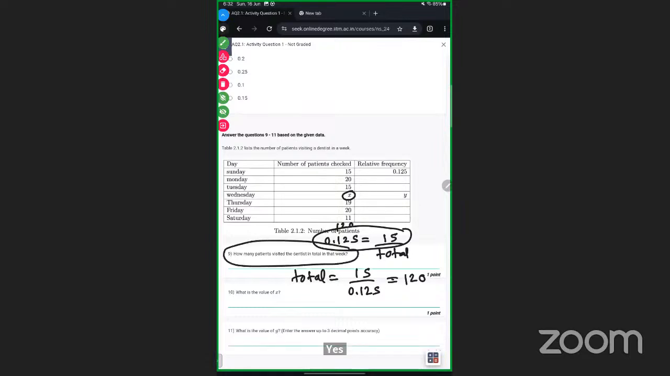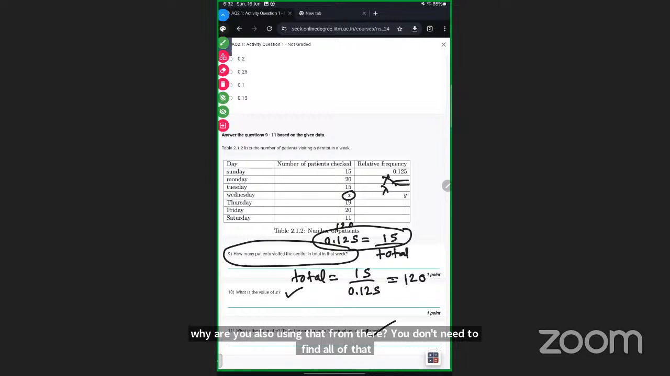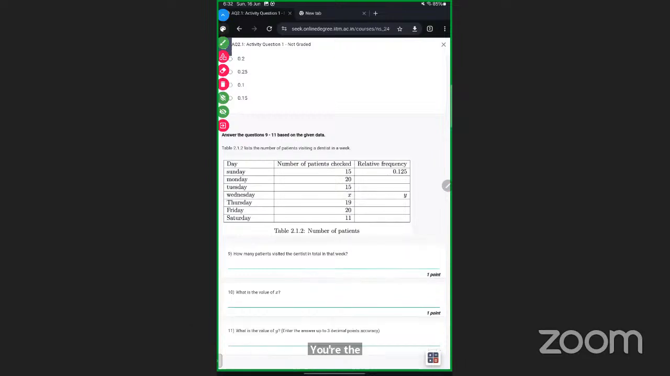Okay, got it, sir. X you will know from there, Y also you will get from there. You don't need to find all of this. So find the total from this, then find X. From X you will be able to find Y.